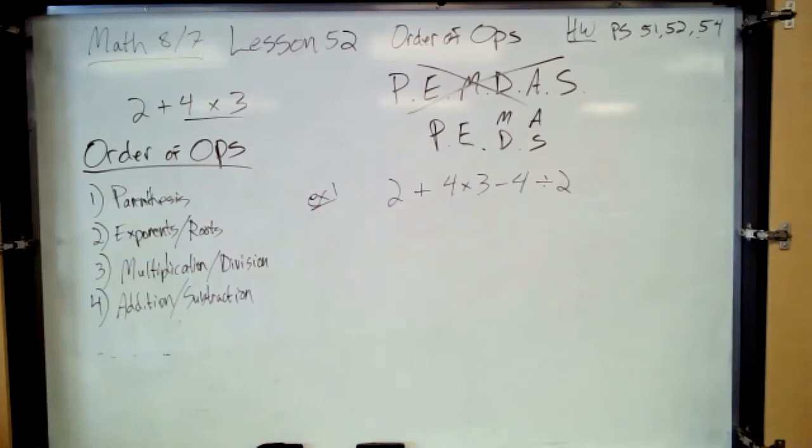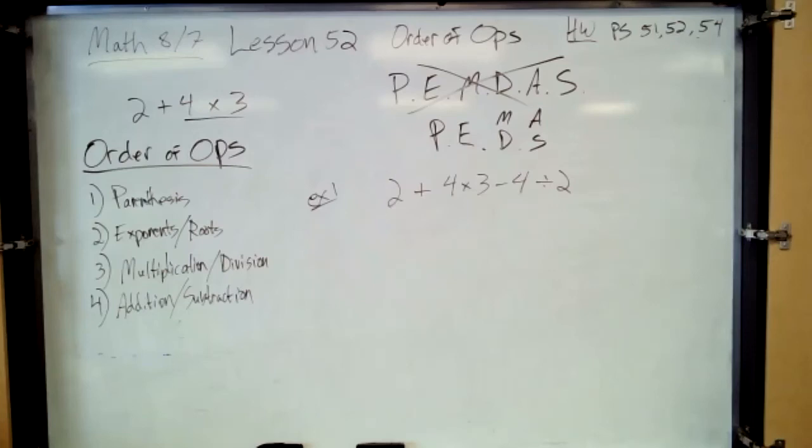Grace has got an answer. Anyone else? Hunter, Kiara, Evie, what'd you get? Okay, what'd you get? 32. What'd you get, Hunter? 12. What'd you get, Grace? 16. Okay, lots of different numbers.